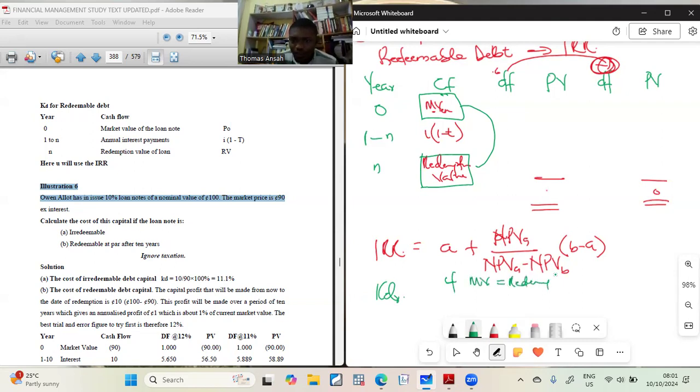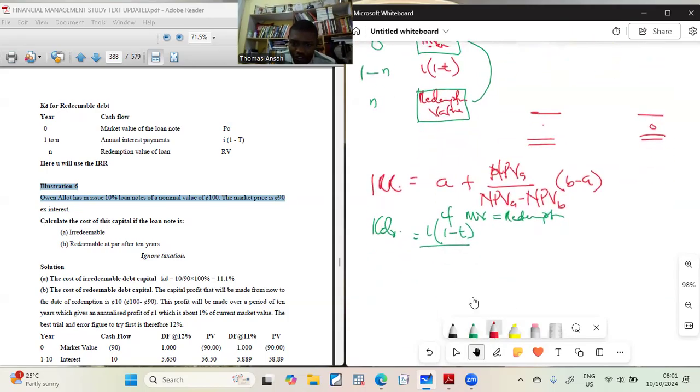So let's say your market value is 100, redemption is 100. Then you can use I(1 - T) over MV. That is only when the market value is equal to the redemption value. Take note of that. I'm not saying you do that all the time. You apply this one only when the market value is equal to the redemption value. All right. So that is that. Other than that, you have to use your IRR. So IRR will give us the answer.